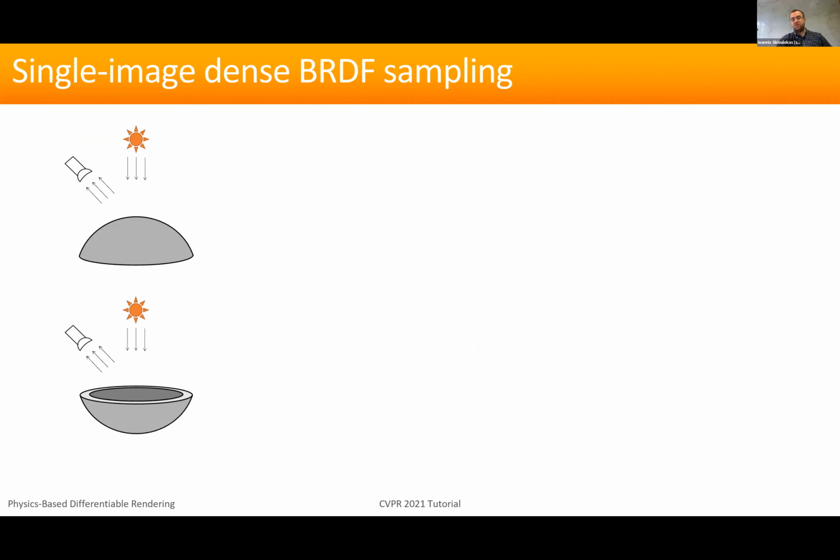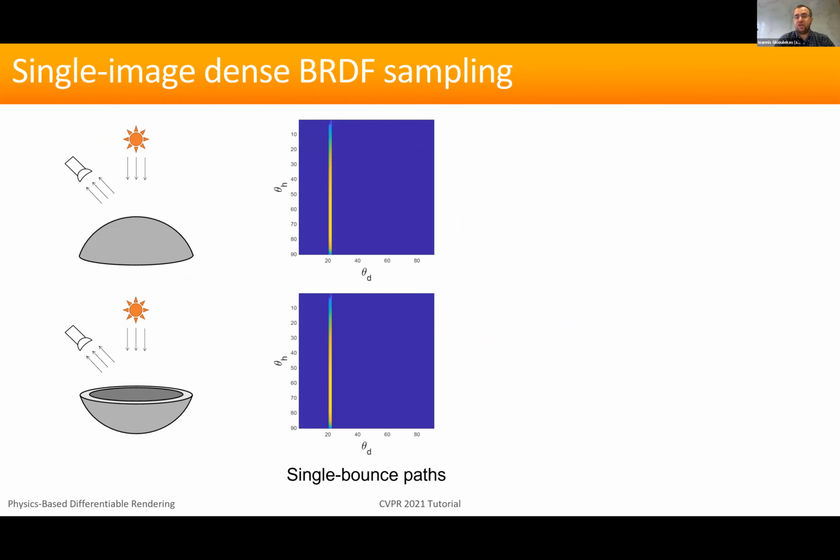So just for a quick visualization, we can take a shape that is either a convex or a concave sphere and visualize, using the bivariate representation of a BRDF, exactly what entries we sample in this BRDF using paths of different orders. For example, if we use just single bounce paths, we only sample a specific row in the bivariate representation of a BRDF corresponding to a fixed difference angle and different half vectors.